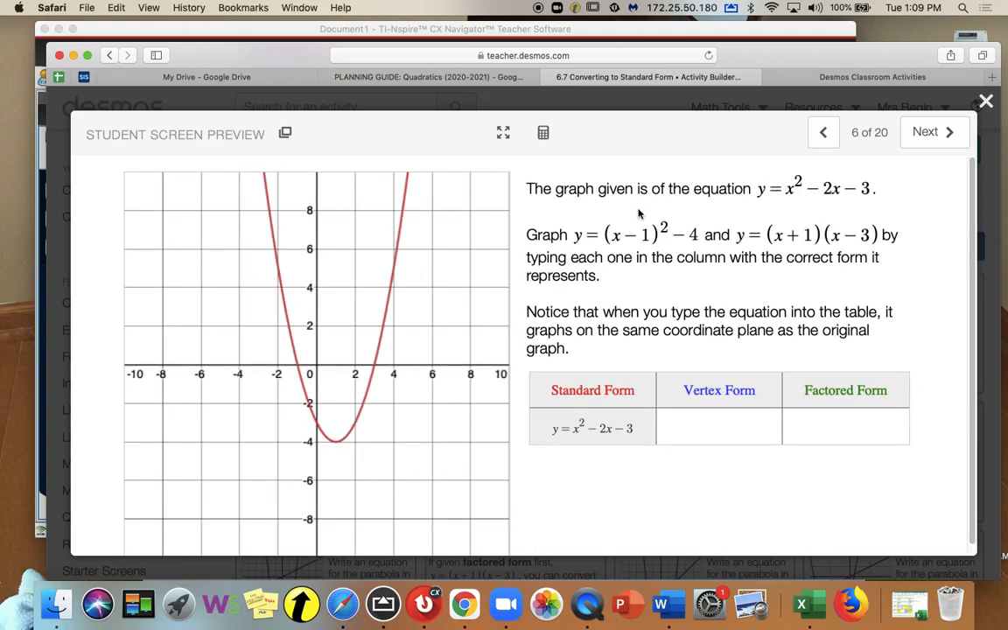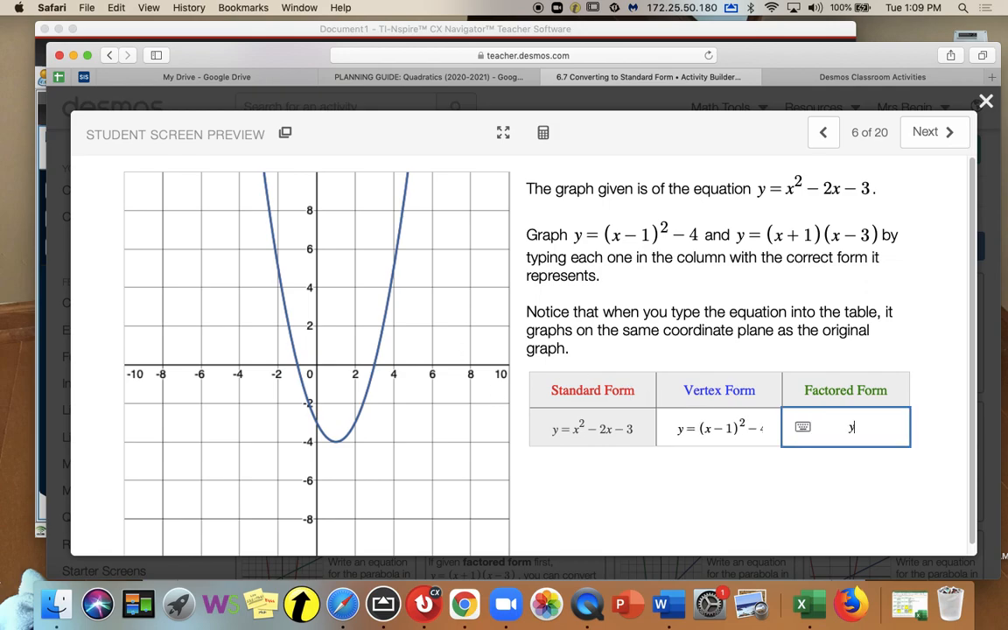Okay, so this is in standard form, this equation right here, x squared minus 2x minus 3. I can tell it's in standard form. There's no parentheses there. And it says graph y equals x minus 1 squared minus 4. That's vertex form. And we have factored form right here. Okay, so vertex form is y equals x minus 1 squared, shift 6 gives us the squared, or use the keyboard, and then minus 4. Okay, so notice the blue then overlaps the red because it's the same.